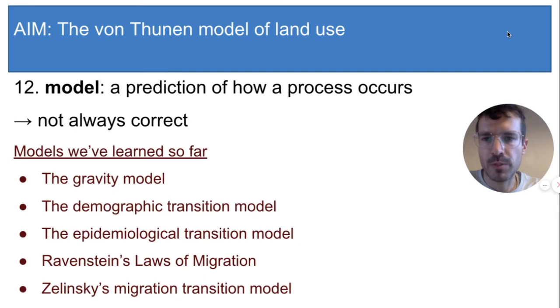Let's review the term model. In geography, a model is a prediction of how a process will occur. It's often correct, which is why it's used to make predictions. But it's not always true. And on the AP exam, you need to know several different models and you need to know some contradictions to them. In other words, some times when those models are not correct.